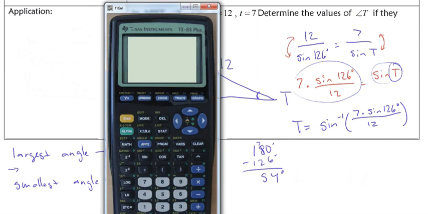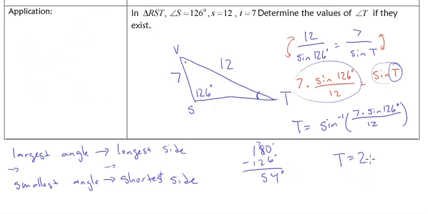So the inverse sine of 7 times the sine of 126 degrees divided by 12, and we end up with 28.2 degrees. So T equals 28.2 degrees. Now, is that within our realm of possible answers? Yeah, it's less than 54 degrees, so we're okay. All right, hope that helped.